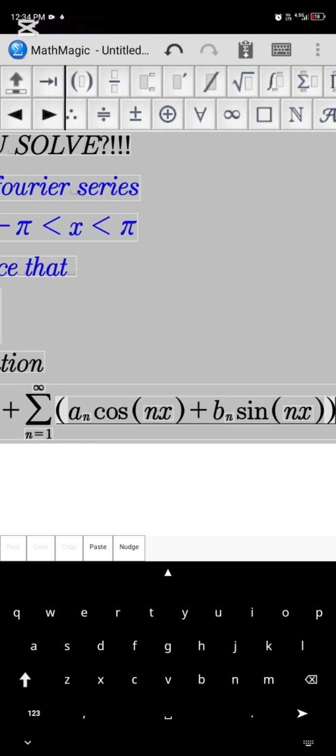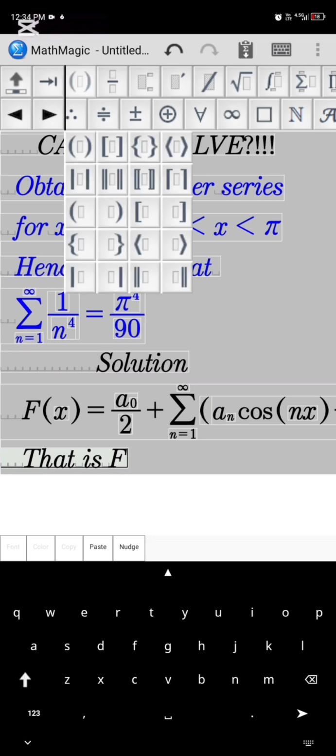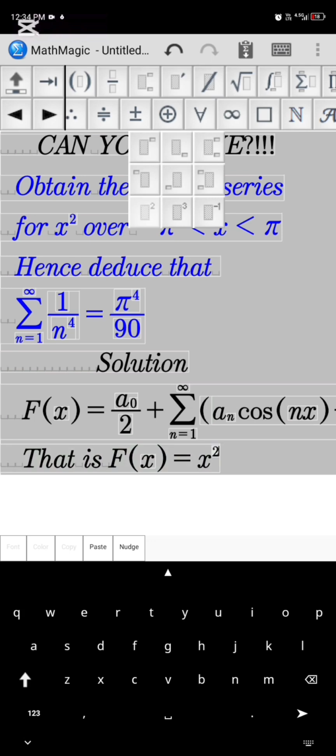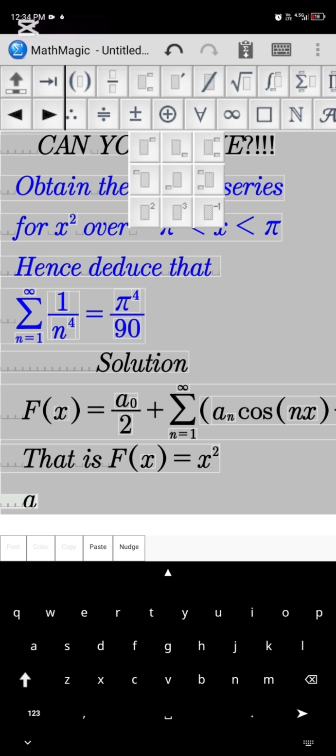Now from this question, the given function is x squared, that is f of x is equal to x squared. So that's the given function there. Then after that, let me write some formulas that we will need in solving this question.